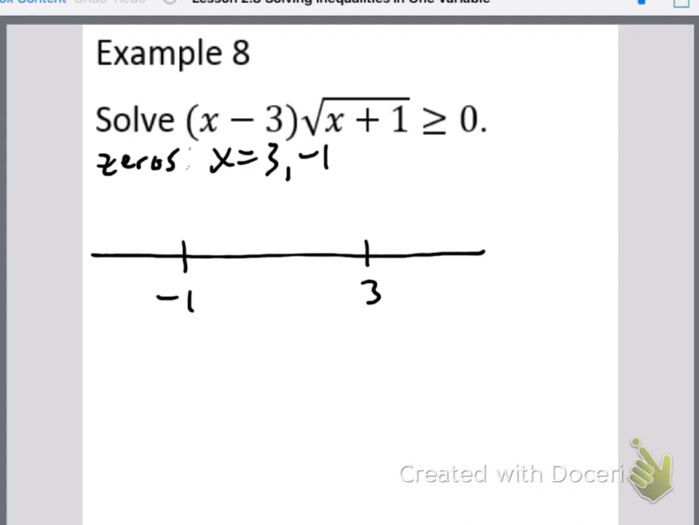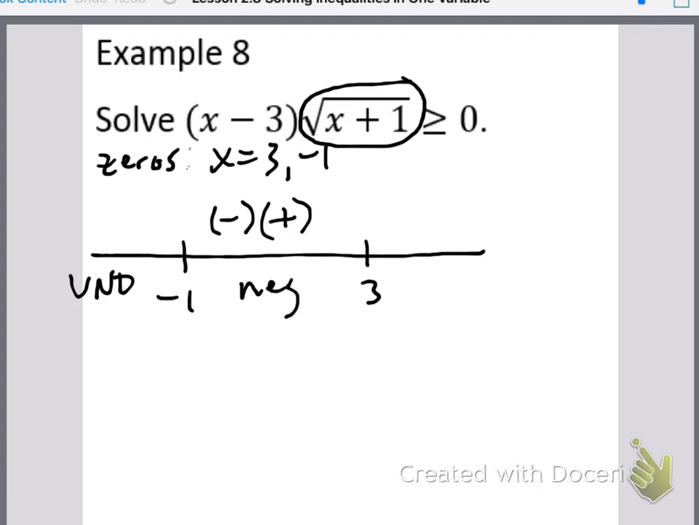Now, for x less than -1, look at this radical. If x is less than -1, that square root doesn't exist, which means that the function is undefined over there. There's no values, none. Pick a number between -1 and 3, pick 0. So what do I get? I get a negative times a positive, which is negative. Bigger than 3, I get a positive times a positive, which is positive.